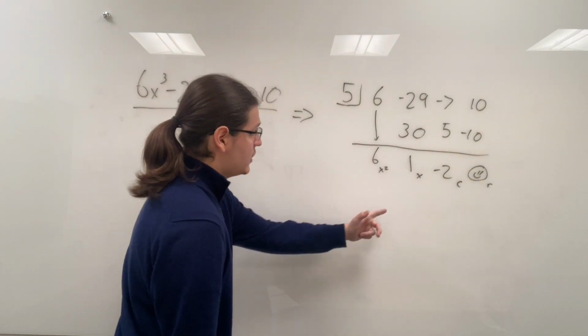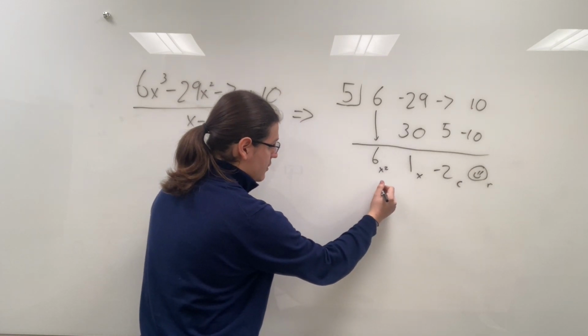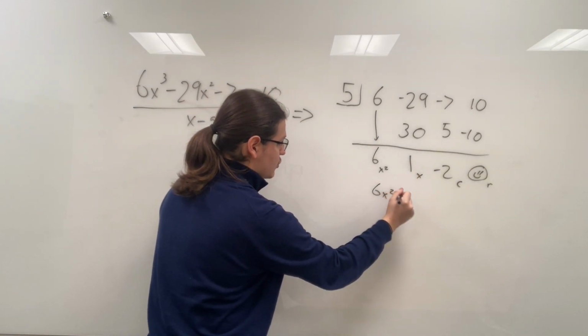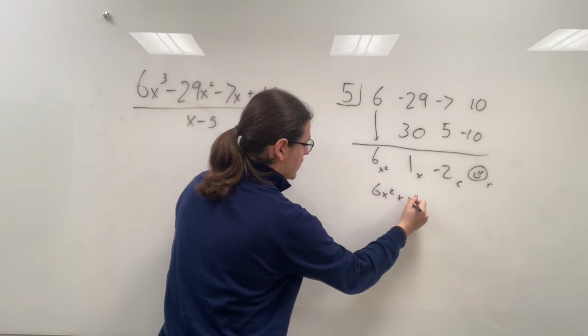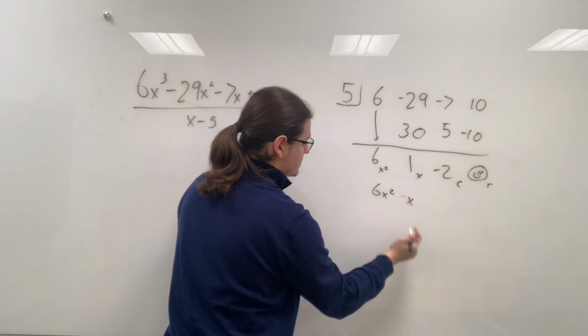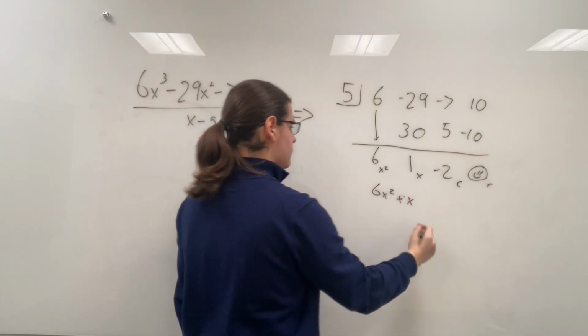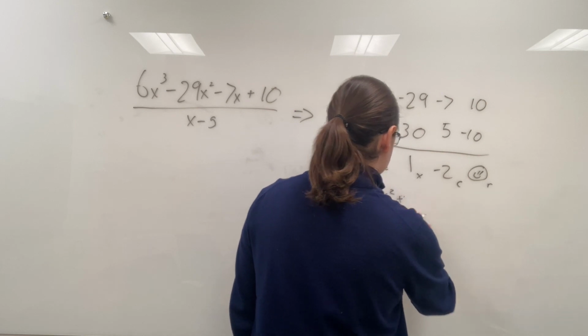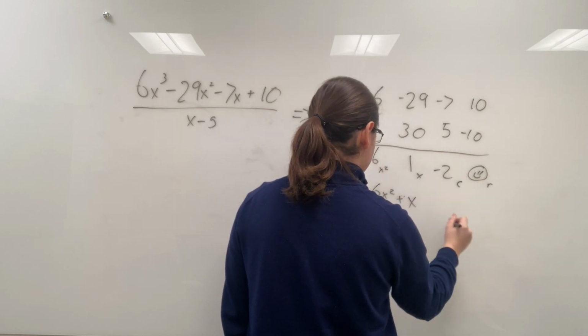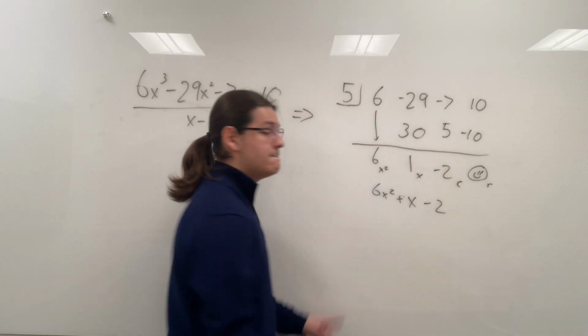And so in full, this is 6x squared plus x. No, this is a very lopsided x. That's what it was. Minus 2.